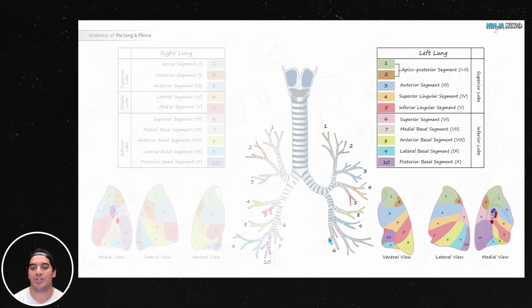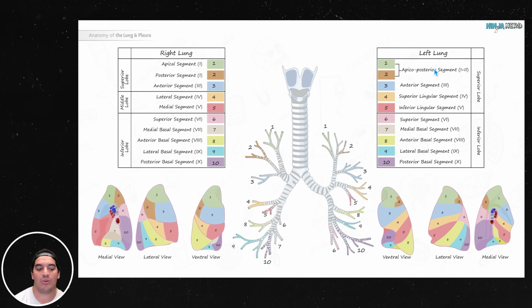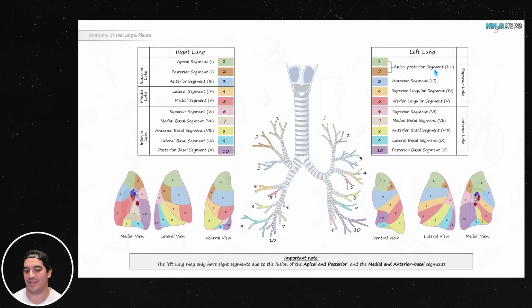So you can appreciate all of these, but what you're noticing here is that we just fused 2 of these. And that's why you can have sometimes 10, or you may have 8, you may have 9. It kind of depends, because sometimes the apical and posterior segment will fuse. But sometimes you can even have other segments that fuse as well. And so that's one of the really, really key things to think about here, is that oftentimes there's 10 bronchopulmonary segments on the right and anywhere from 8 to 10 bronchopulmonary segments on the left.